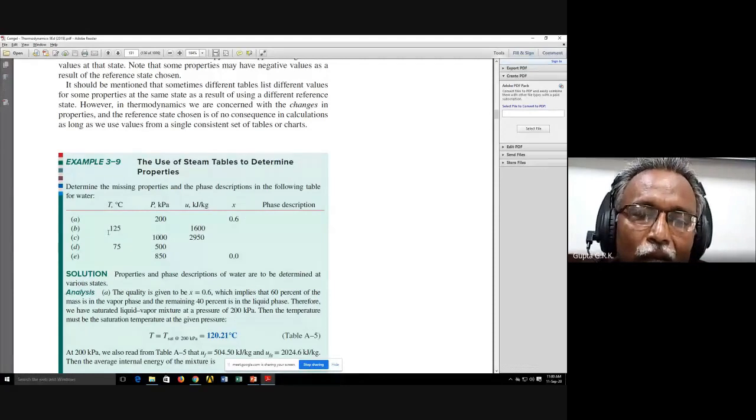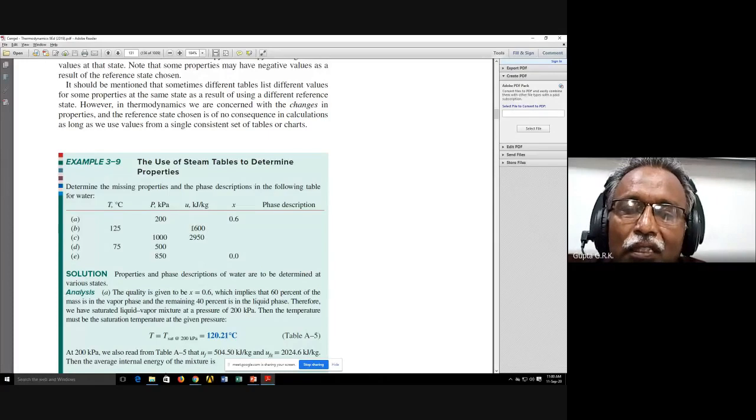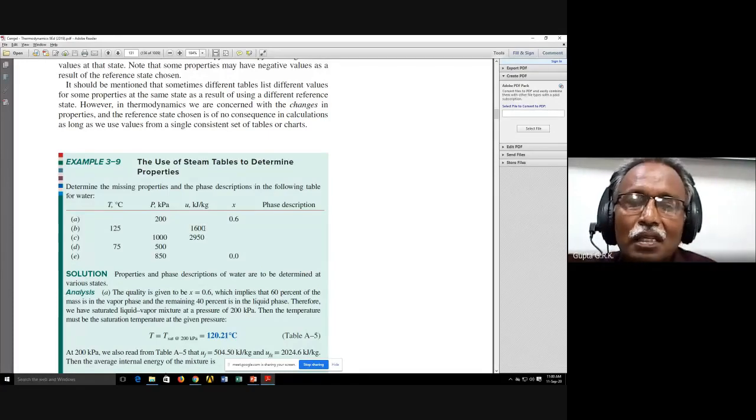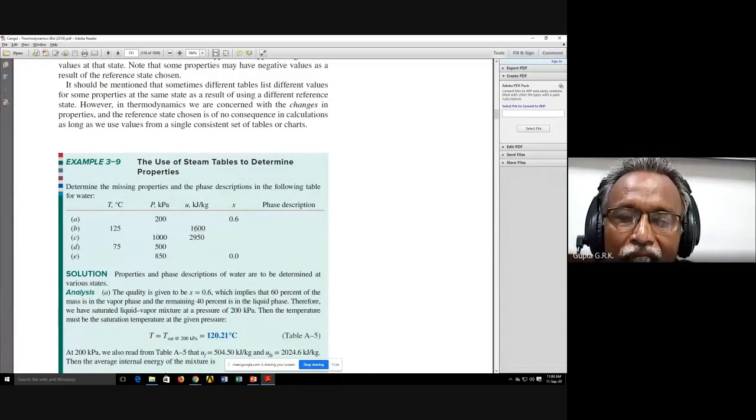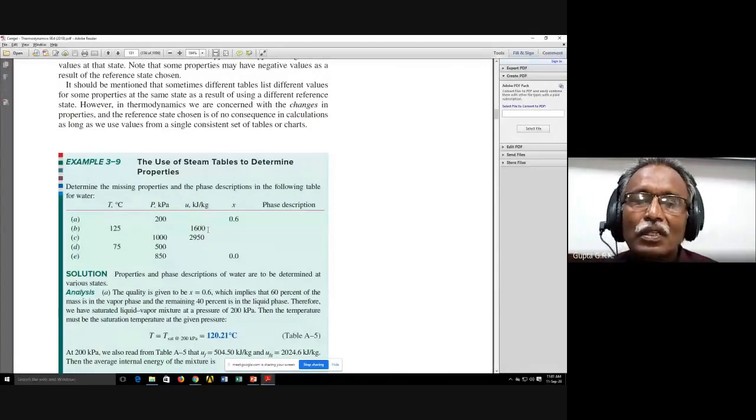Okay, then coming to the second one, temperature is given and U is given. So at this temperature, again, you see whether it is saturated or superheated. If it is superheated, then you have to again interpolate for the required pressure. And if it is saturated, then U is equal to UF plus X UFG. At this temperature, you find out UF, UFG, and you can calculate first the dryness fraction. And once the dryness fraction is known, you can calculate the enthalpy and all.